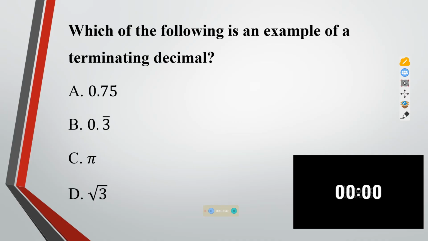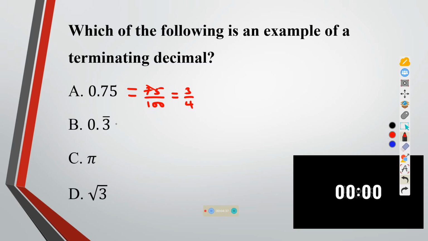Which of the following is an example of a terminating decimal? Before we look at the options, a terminating decimal is a decimal expansion that ends after a finite number of digits. So let us look at the given options. Which one ends after a finite number of digits? This one terminates at the hundredth place, so 0.75 is equivalent to 75 divided by 100, which you can reduce to its lowest form, because dividing by 25 this will be 3 and this will be 4. So it can be written as 3 over 4.